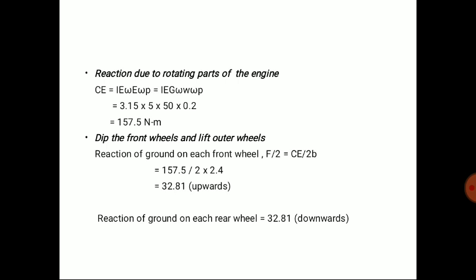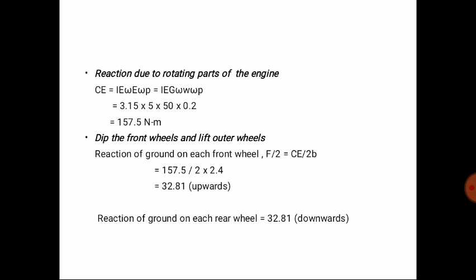Then we are thinking about the engine. Clear? About the engine. If you are considering the engine, first we are finding the gyroscopic couple due to the engine. That is the basic equation. From that you are getting 157.5 Newton meter. And next we are thinking, what is the effect of the engine? Means the gyroscopic couple. What is the direction of the gyroscopic couple? We have already told you the gyroscopic couple acts in the clockwise direction, right? Gyroscopic couple acts in the clockwise direction.